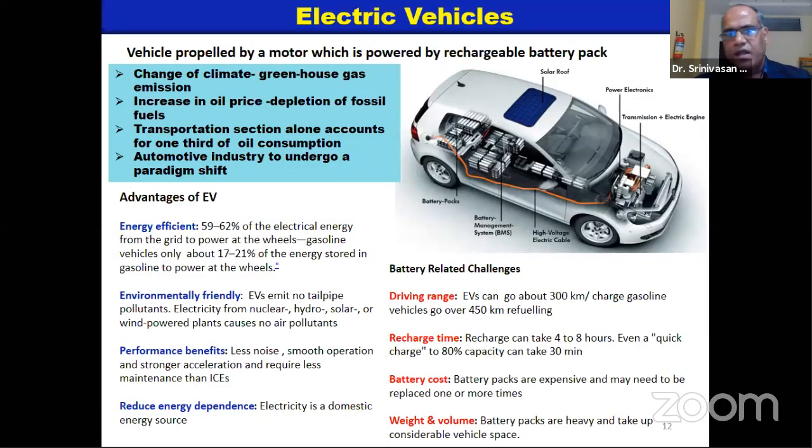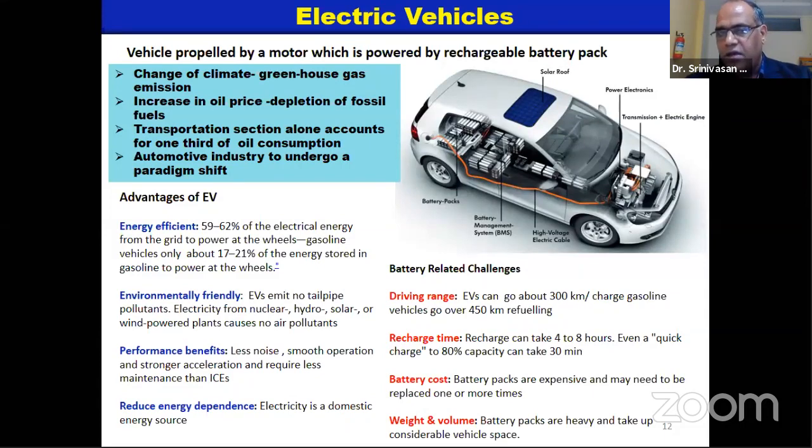While talking about the advantages, there are several challenges when you use the electric vehicle. If you see the driving range, an electric vehicle can go about 300 kilometers. Whatever electric cars are available in India can go about 150 to 200 kilometers right now. Only Tesla has introduced an EV which can go up to 450 kilometers. So the driving range is less compared to the fuel-based vehicle, where once you refill, you can go about 450 kilometers when you use petrol or diesel.